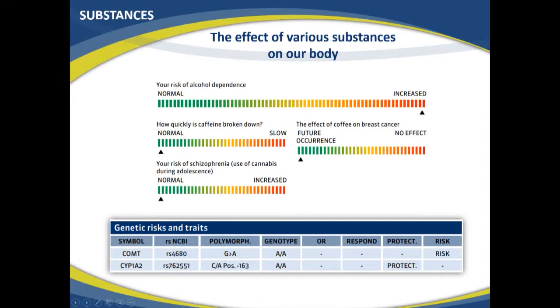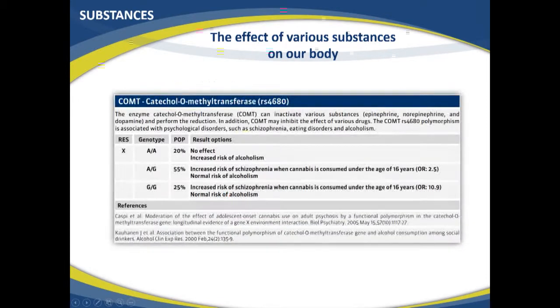And then the effect of coffee and breast cancer can either reduce or delay the onset, or it cannot have any effect on the onset, and then it can be positive or not to drink coffee. And these are the 2 genes that are relevant for these, the COMT gene and the CYP1A2 gene. If you don't know what all of this means, please do watch the simple disease risk statistics. That explains the whole concept very, very well.